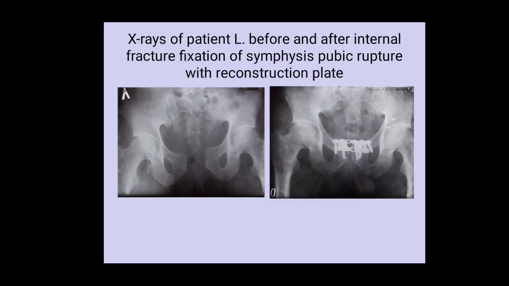In some cases, when we have an instability of the anterior part of the pelvis, like symphysis pubis rupture, and you can't correct this gap by non-surgical methods of treatment, we can perform a surgery and fix the pubic symphysis with 1 or 2 reconstruction plates, and it allows the patient to be rehabilitated much earlier.